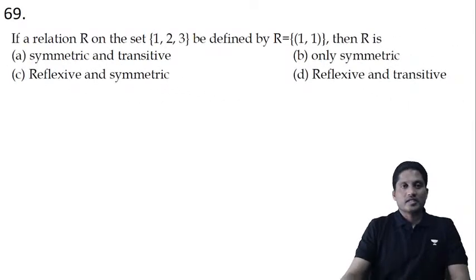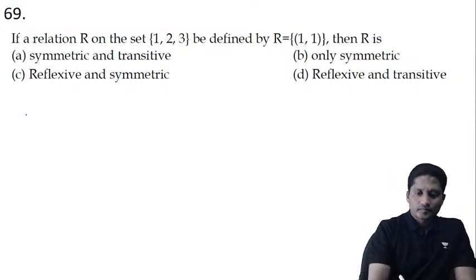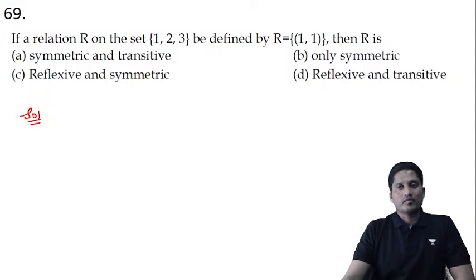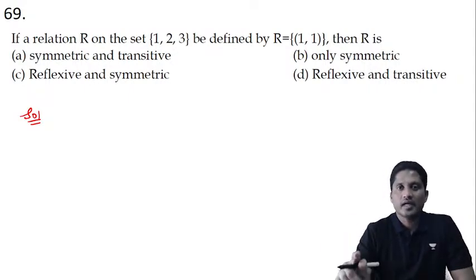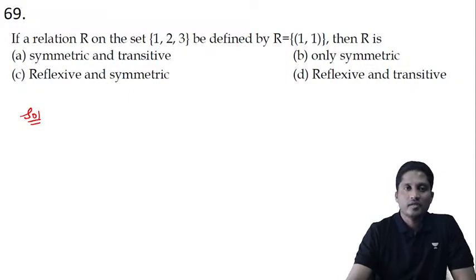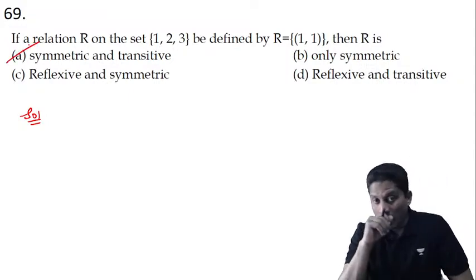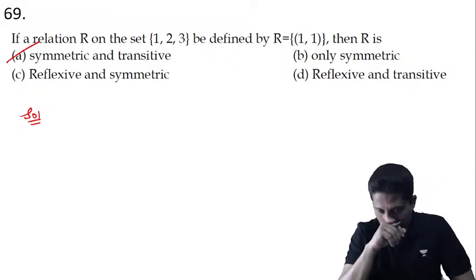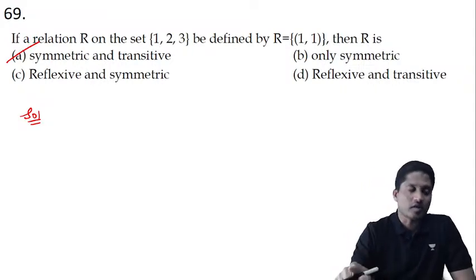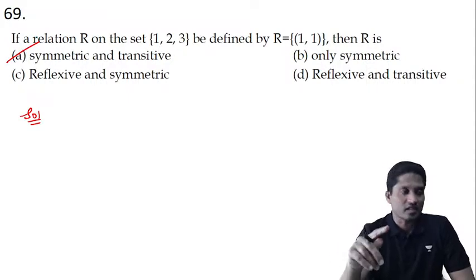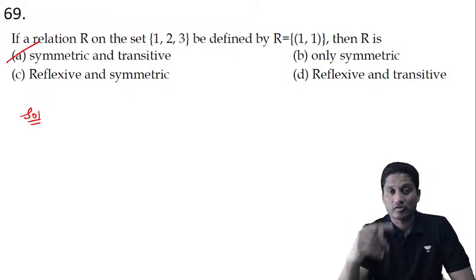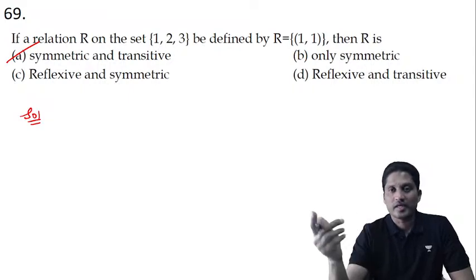Right, question number 69. Relation R is equal to {(1, 1)}, then what is R? It is symmetric and transitive but not reflexive. Answer is option A. Only (1, 1) is not reflexive. For reflexive, all the pairs should be there: (1, 1), (2, 2), (3, 3). But it is symmetric and transitive, because in transitivity, the condition is that if a relates to b, then b should not relate to anybody else.